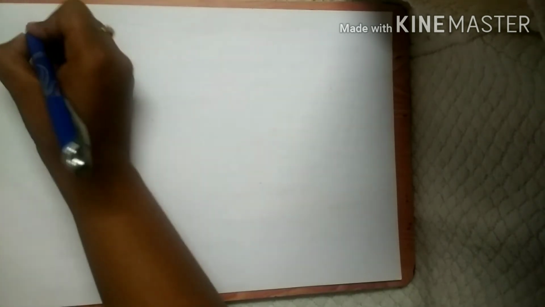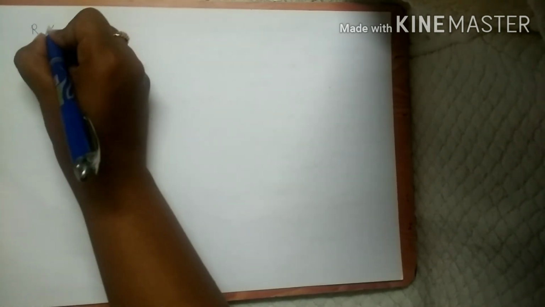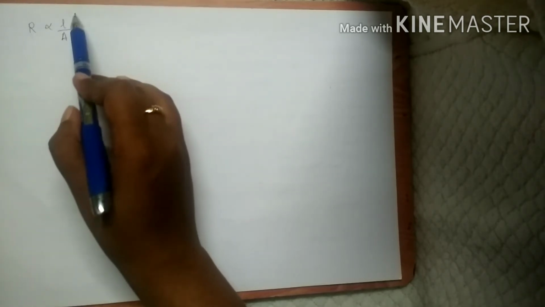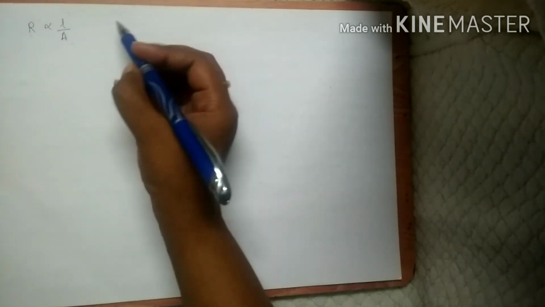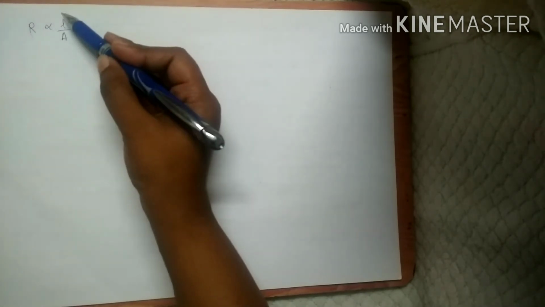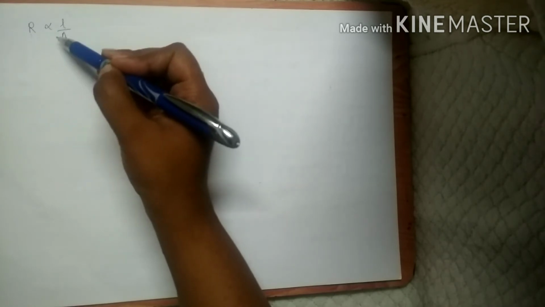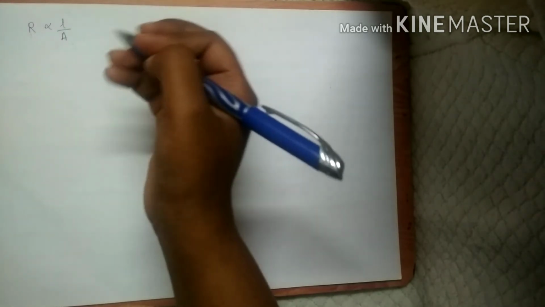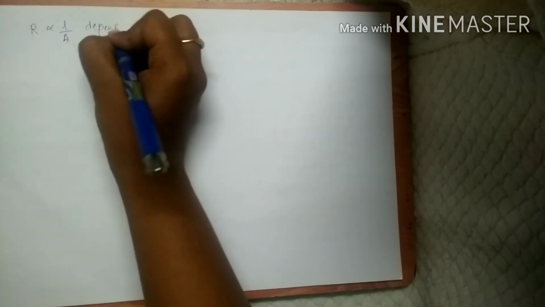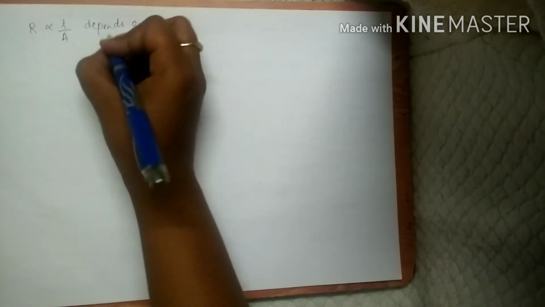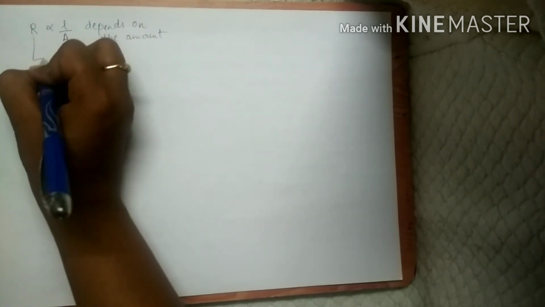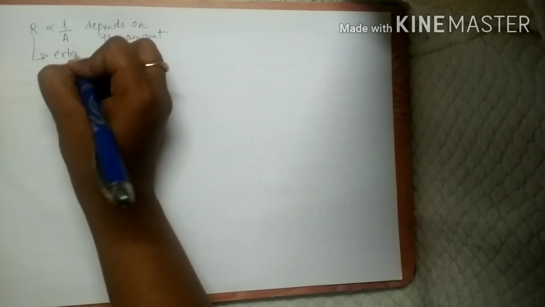So if we look at resistance, R is proportional to L by A. That is, it depends upon the amount, right? If area decreases, then R will increase. If length L, that is the distance between the plates, is increased, then resistance will increase. That is, it depends on the amount. So resistance is an extensive property.